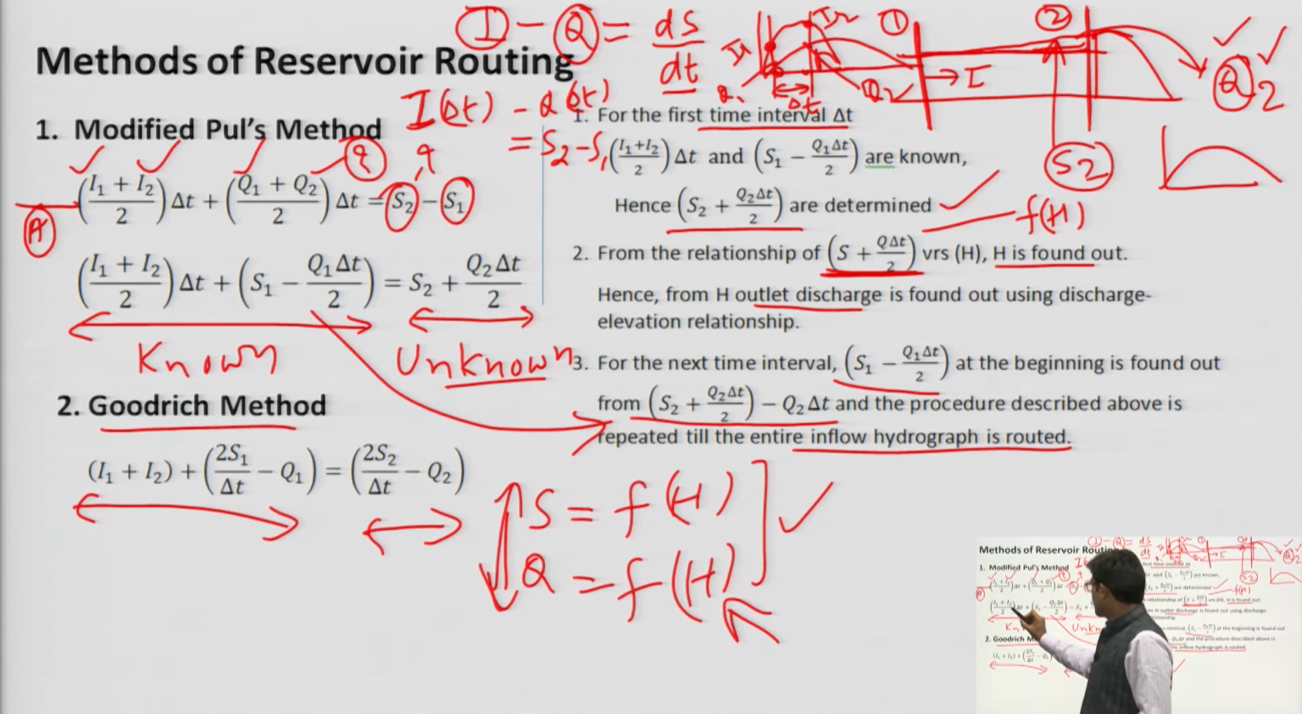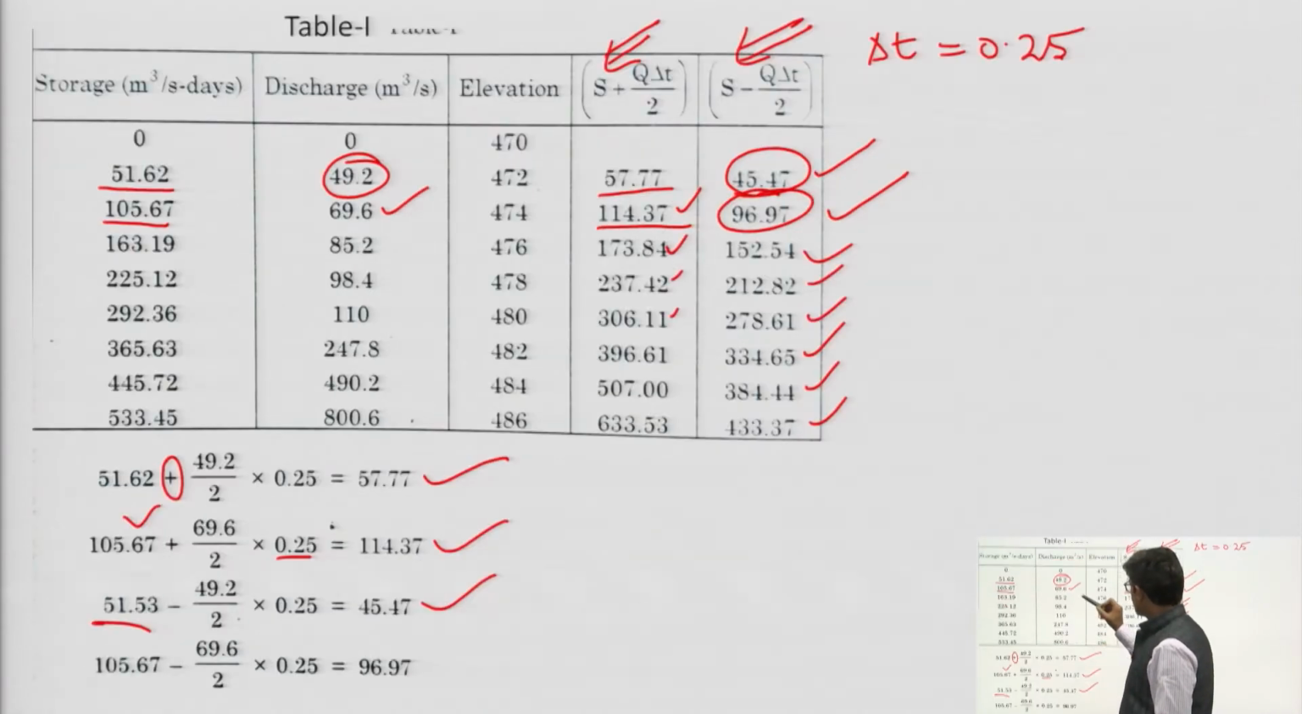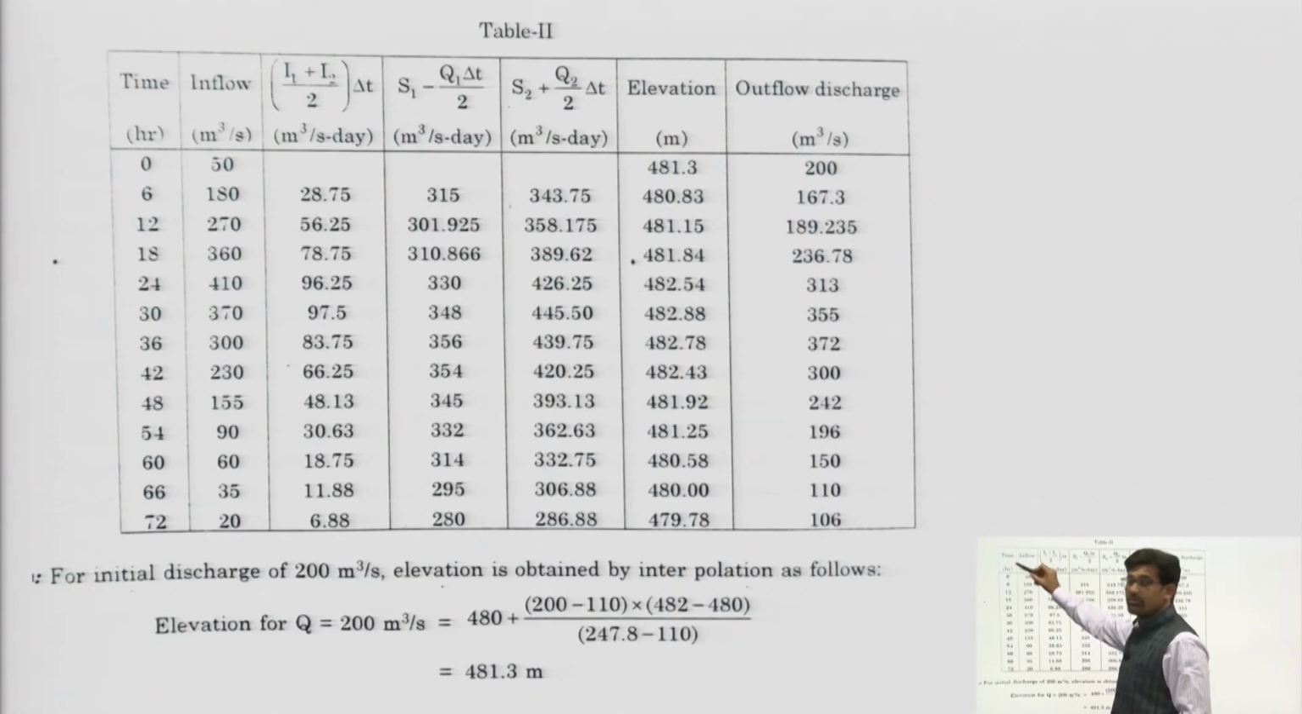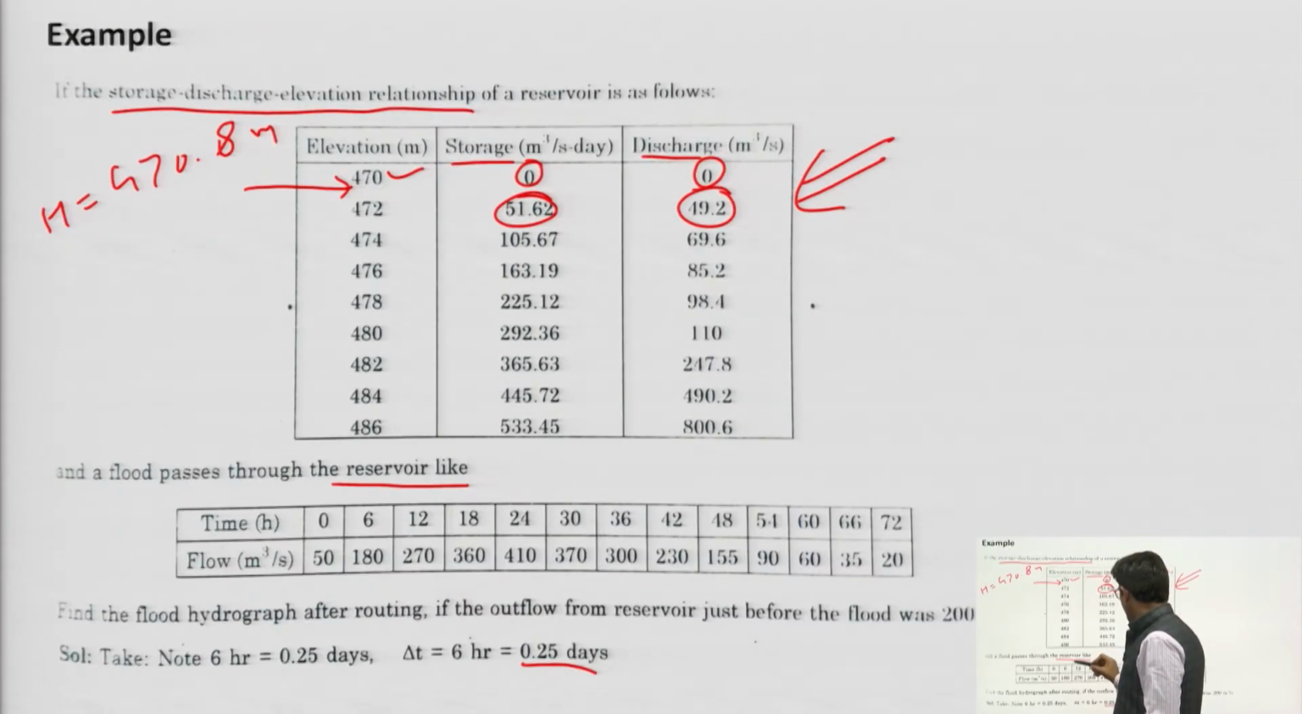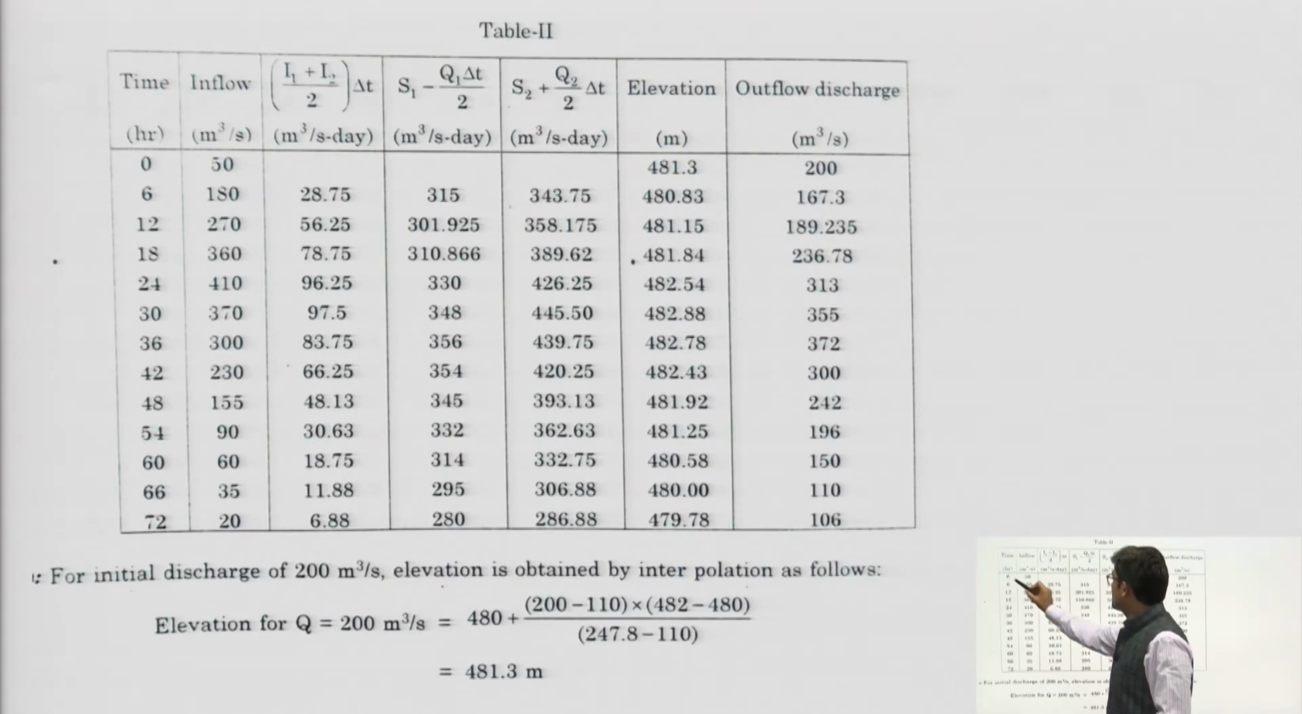So this is I1, I1 plus I2 by 2 into delta T, and this is the summation. Time and inflow are given in the question. At time t equal to 0, the flow is 50, at 6 hours it is 180, and so on. That is mentioned here: 0, 50, 6, 180. Then I1 plus I2 by 2 into delta T, then S1 minus Q1 into delta T by 2.